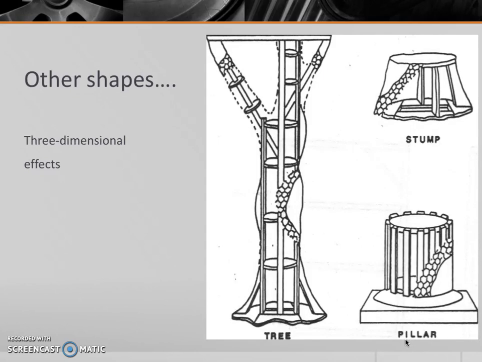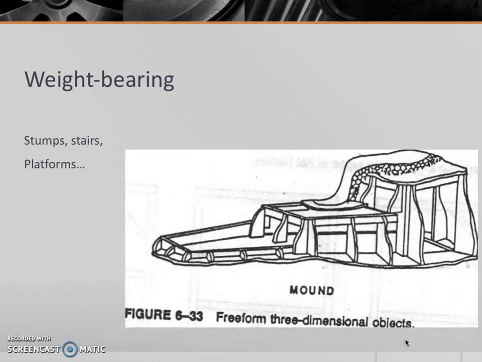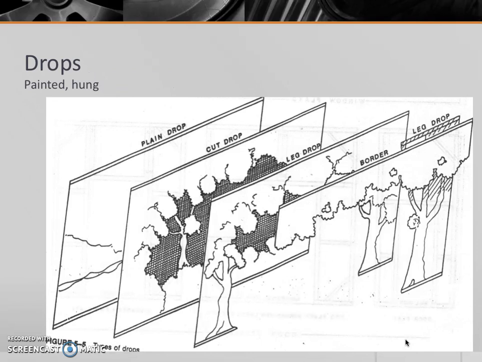You can take that concept of fabric stretched over a frame and apply that to a 3D piece of scenery too, and then paint it to look like a tree or a rock or whatever you need. Sturdy platforms can be covered in this way to make them appropriate for the setting, but also weight-bearing. Drops are large pieces of fabric painted and hung.